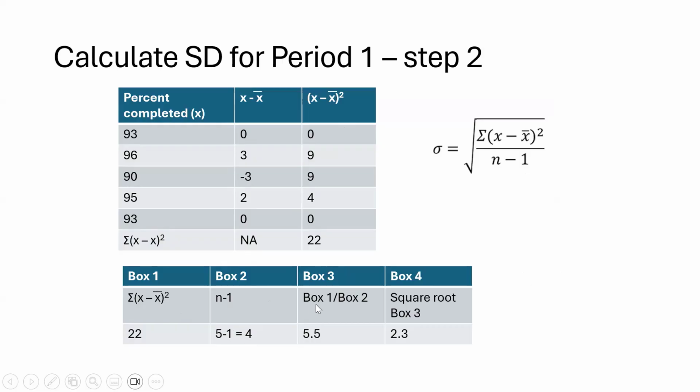I'm going to now divide my 22, so my numerator, by my denominator. 22 divided by 4 is 5.5. I'm going to square root the entire thing, and that gives me a standard deviation of 2.3. And you can see if I had the same mean, but a larger spread of data here, then that would cause this number to be greater, which would cause my entire standard deviation to be greater. So the greater the spread of your data, the greater your standard deviation.